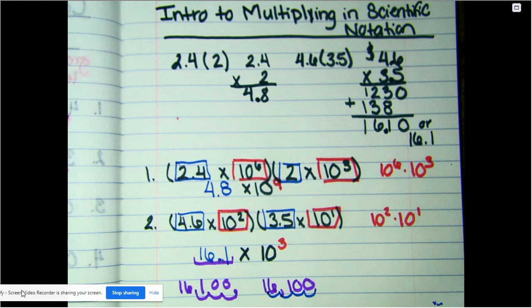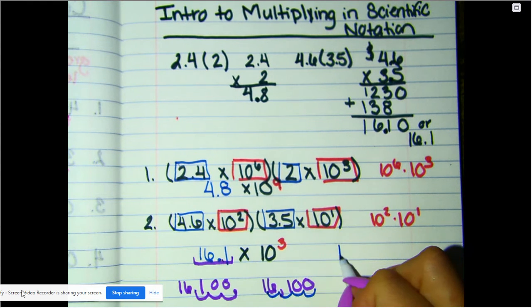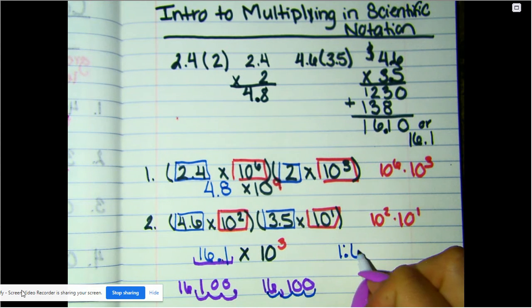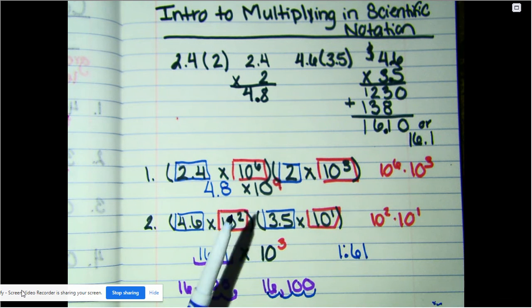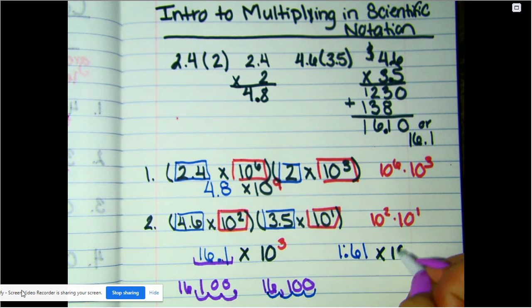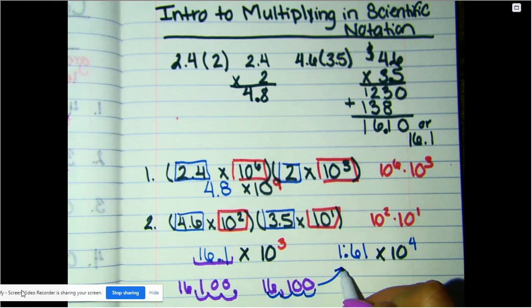So it should be written as 1.61 times 10 to the 4th power. And again, I corrected it right down there. Okay, let's try another one where we need to correct them.